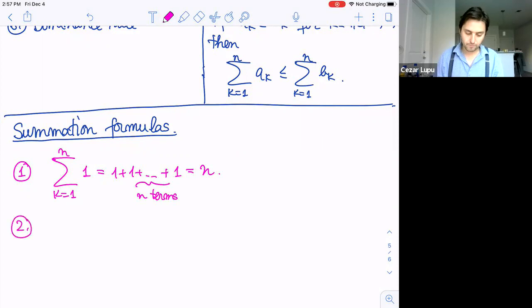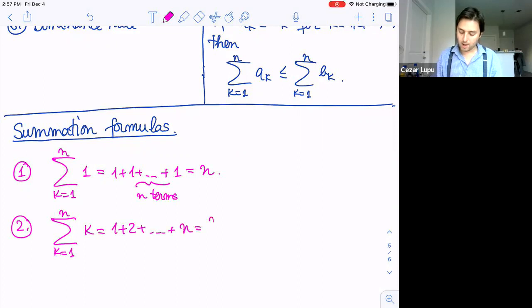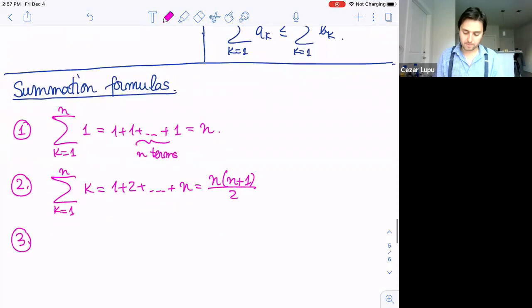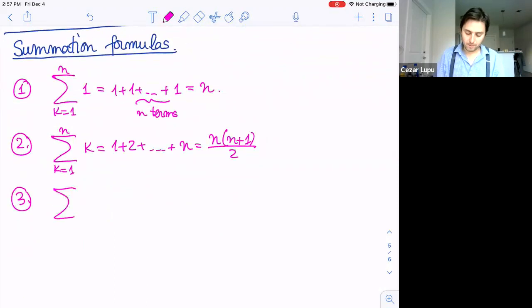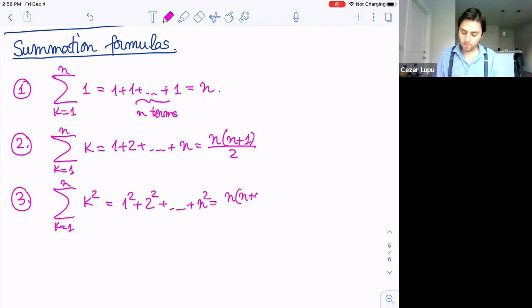The second one, the sum from k equals 1 to n of k, this will be 1 plus 2 plus up to n, and it will be n times n plus 1, everything over 2. The third one is the following. If we add the first n squares, the sum from k equals 1 to n of k squared, this would be 1 squared plus 2 squared plus all the way to n squared. And this would be n times n plus 1 times 2n plus 1, over 6.